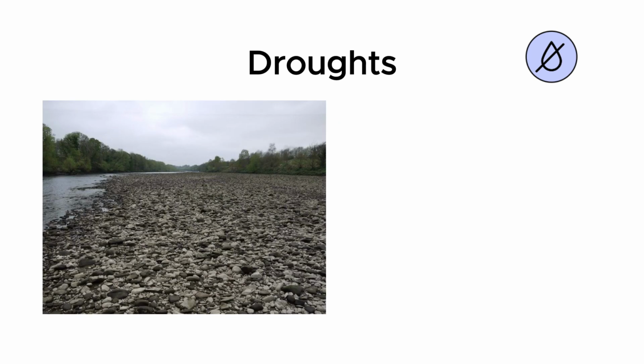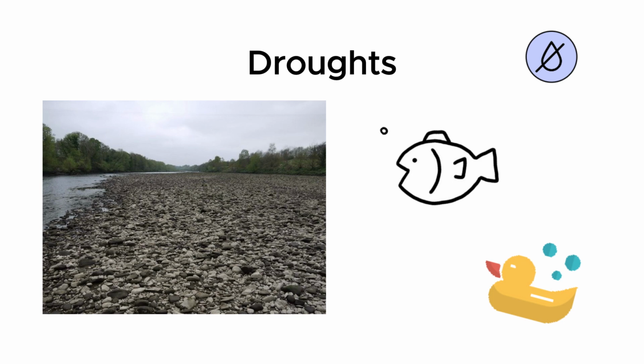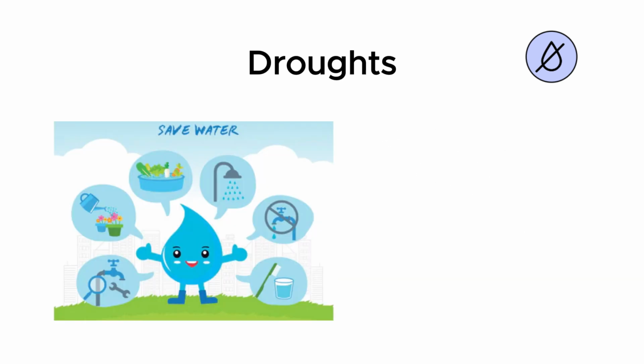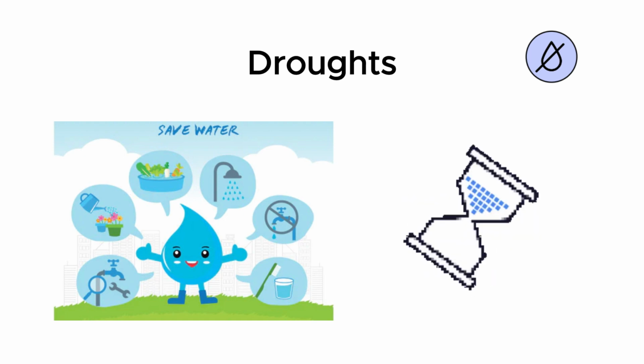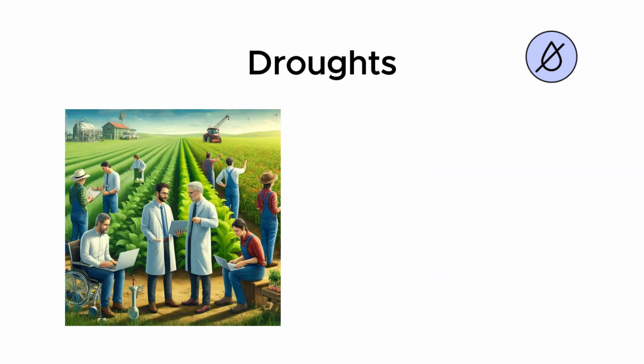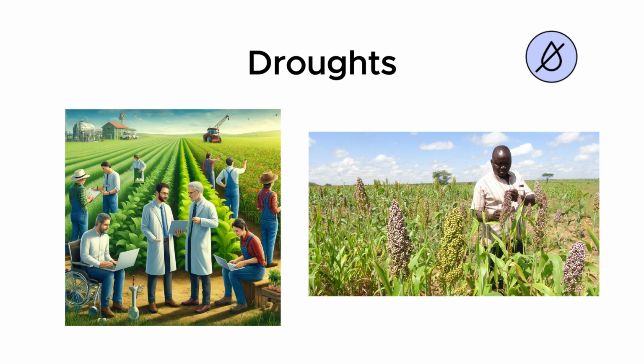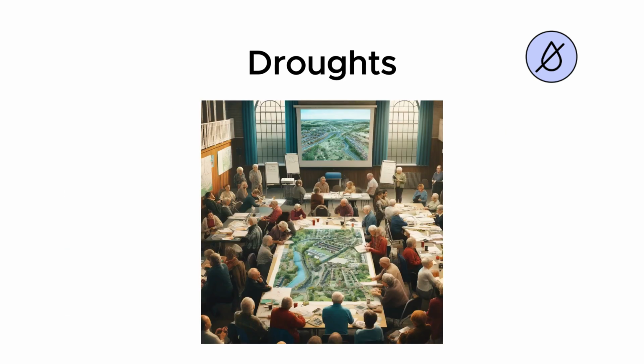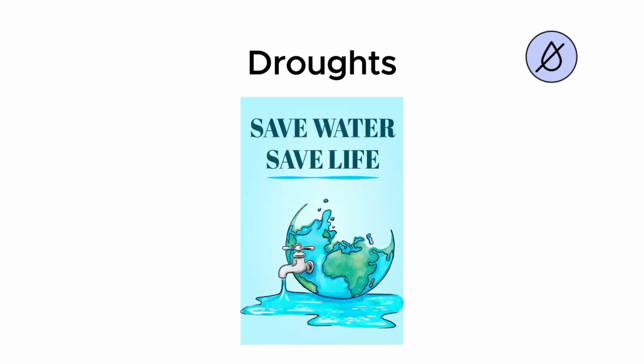Rivers and lakes can get really low, which affects fish and other animals living in the water. People might have to use less water at home too, taking shorter showers and not watering their lawns. Scientists and farmers work together to grow crops that need less water, and communities can plan how to use water in ways to make sure there's enough for everyone, even when it's dry. Droughts show us how important water is and remind us to take good care of this precious resource.